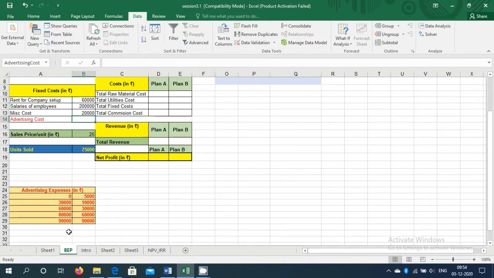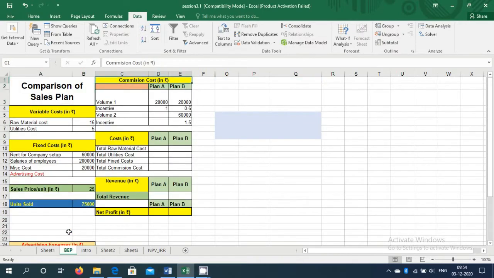In order to find the advertising cost, we'll use a formula, but let me first explain what these are. Sales price per unit is 25 rupees. For units sold, I have taken one example and considered it as 75,000. Then, in variable cost, there is another variable cost, that is commission cost.